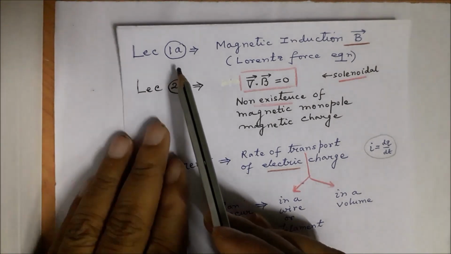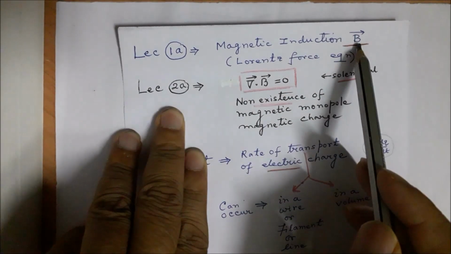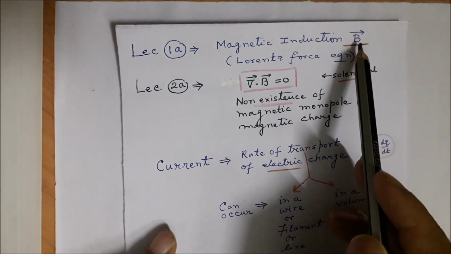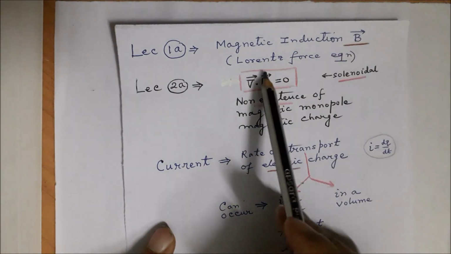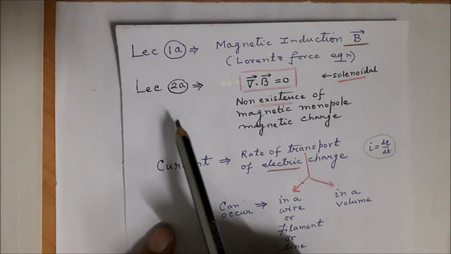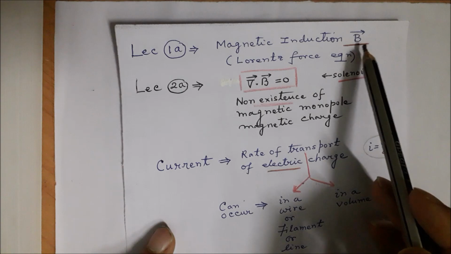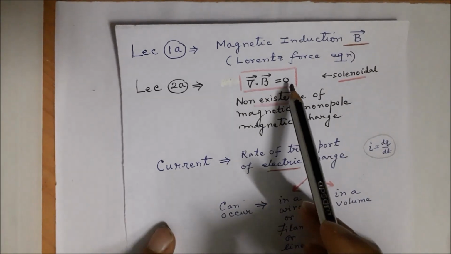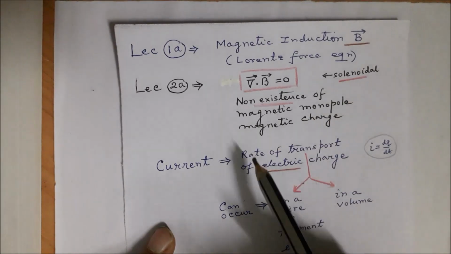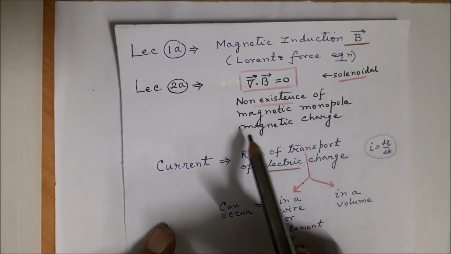In lecture 1a, we defined what magnetic induction vector B stands for, and it was emphasized that vector B, magnetic induction, was defined from the Lorentz force equation, while in lecture 2a we described some properties of vector B, especially that its divergence is 0, which means vector B is solenoidal and which is indicative of the fact that magnetic charge or magnetic monopole does not exist.